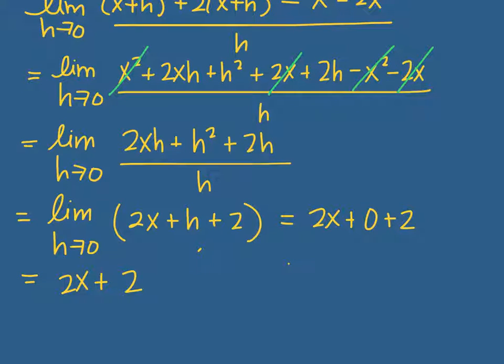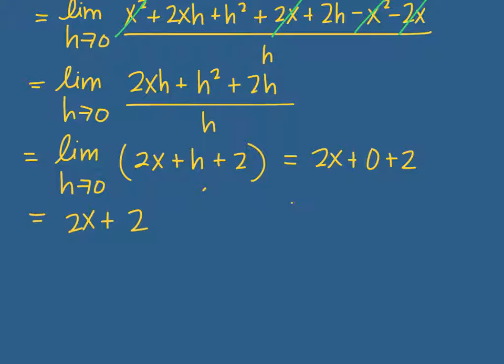I want the specific value of the tangent at the point 3. So then the slope of the tangent, which will be m, will be 2 times 3 plus 2, or 8.